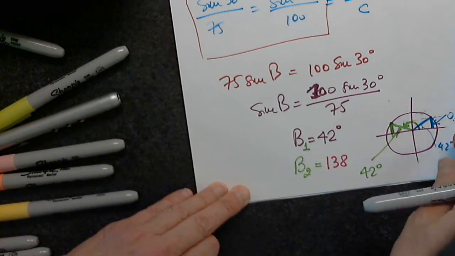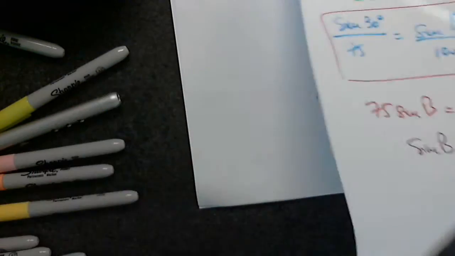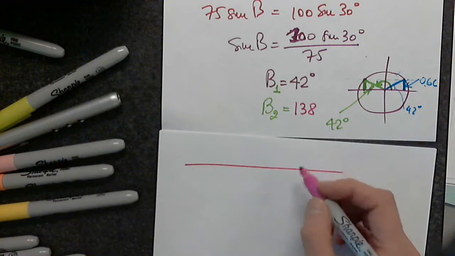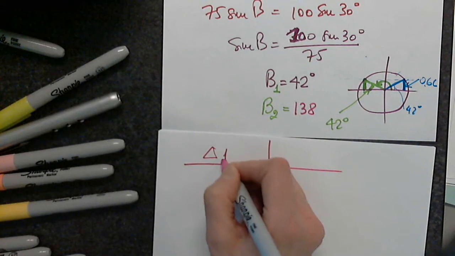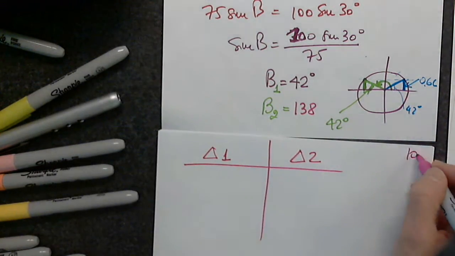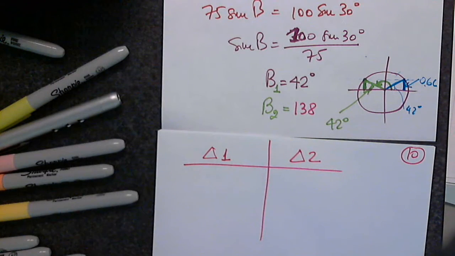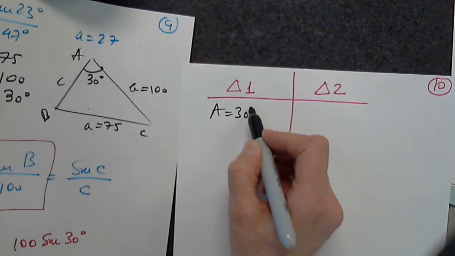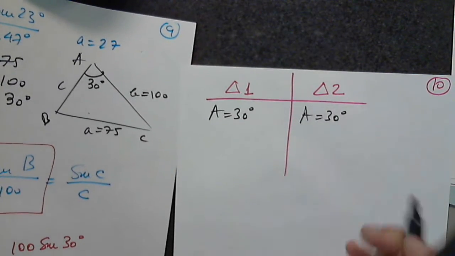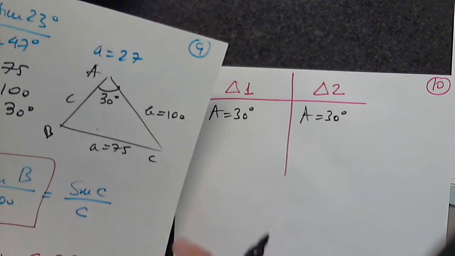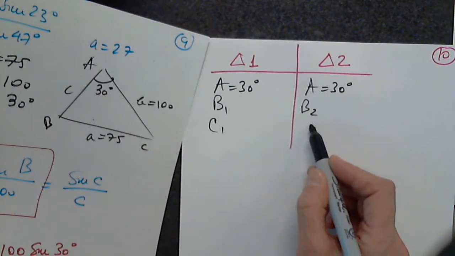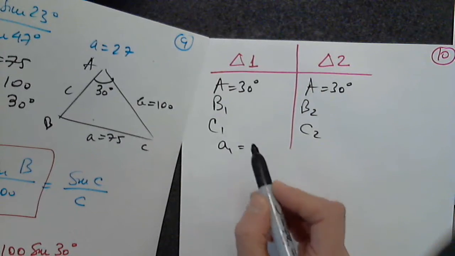So I don't know if that works or not just yet, but knowing that this is a side-side-angle case, I'm going to say triangle number 1 and triangle number 2. And I already copy what cannot be changed. What cannot be changed is angle A in both. There is no A1 and A2. What cannot be changed? The two sides.